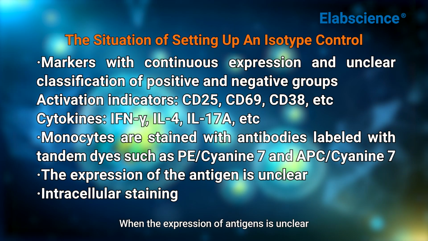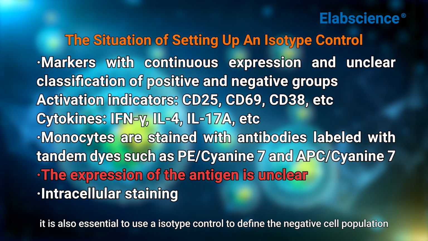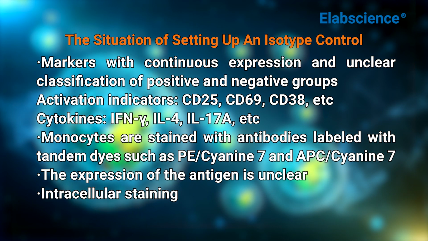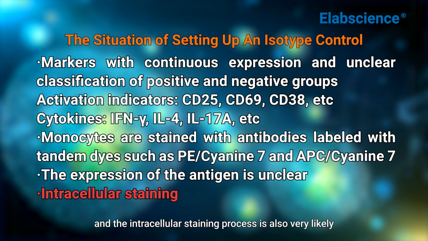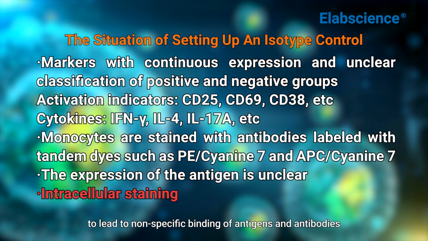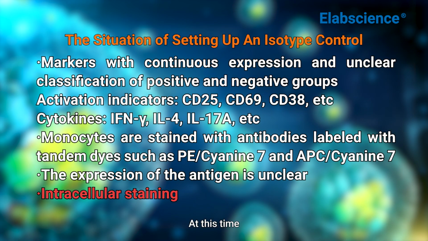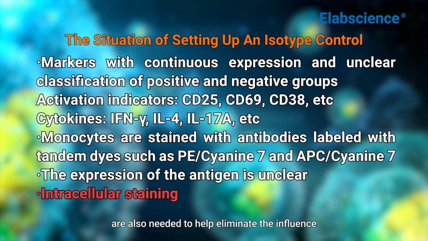When the expression of antigens is unclear, it is also essential to use isotype control to define the negative cell population. Finally, the expression levels of intracellular factor markers are relatively low, and the intracellular staining process is also very likely to lead to non-specific binding of antigens and antibodies. At this time, the experimental results of isotype controls are also needed to help eliminate the influence.